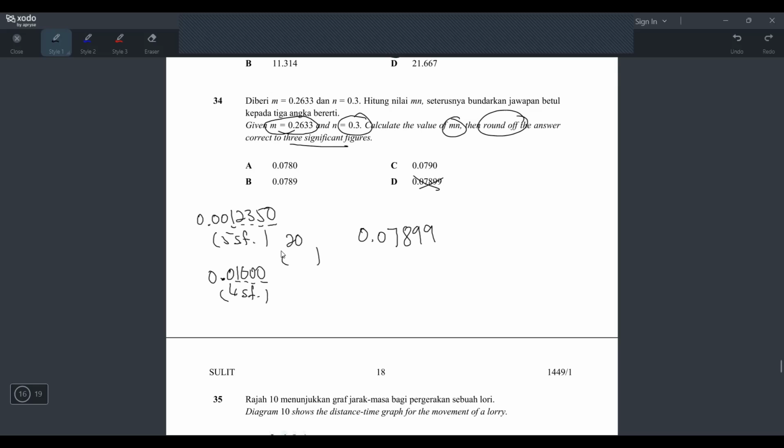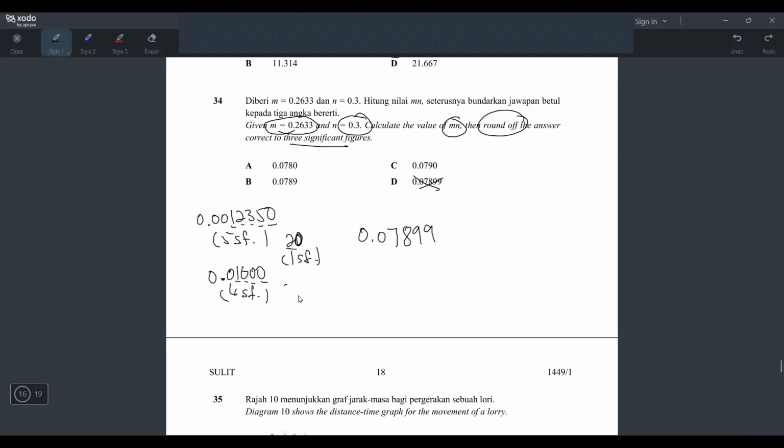Most of you will jawab 2, but it's wrong. It's just 1 significant figure. Why this 0 we don't count it? Because tak ada point. Tak ada decimal. Kalau tak ada titik, kita tak kira 0 belakang. 0 belakang, we only count it when there is a titik in the whole number. When there's a decimal point. Doesn't matter where is the titik. As long as dia ada titik, then kira.